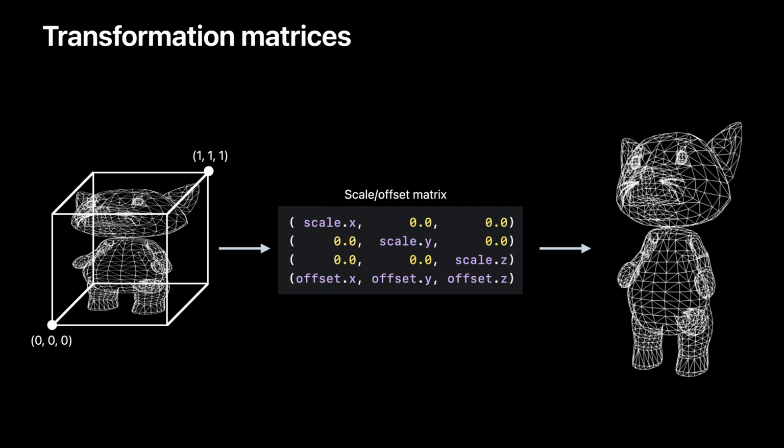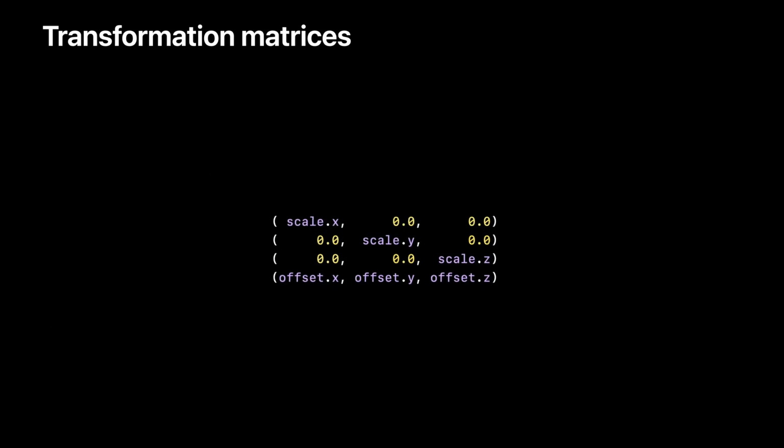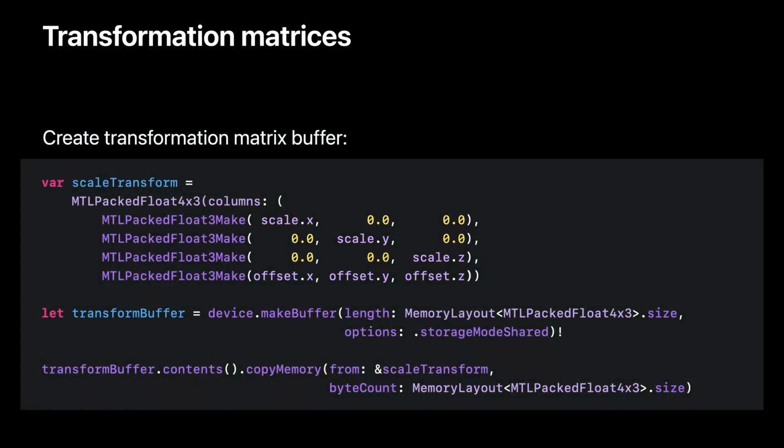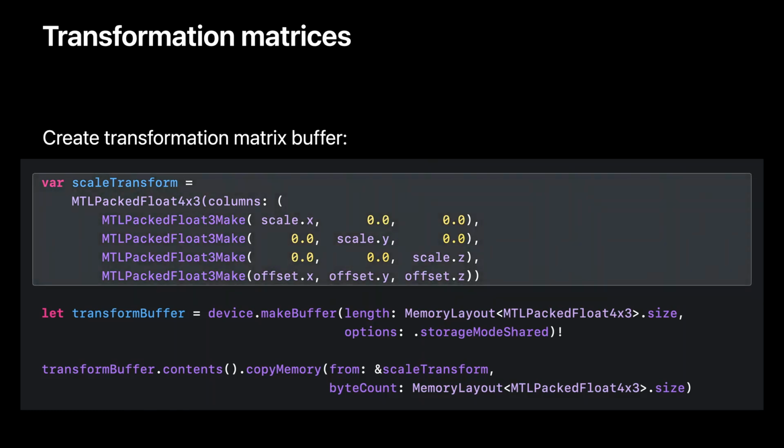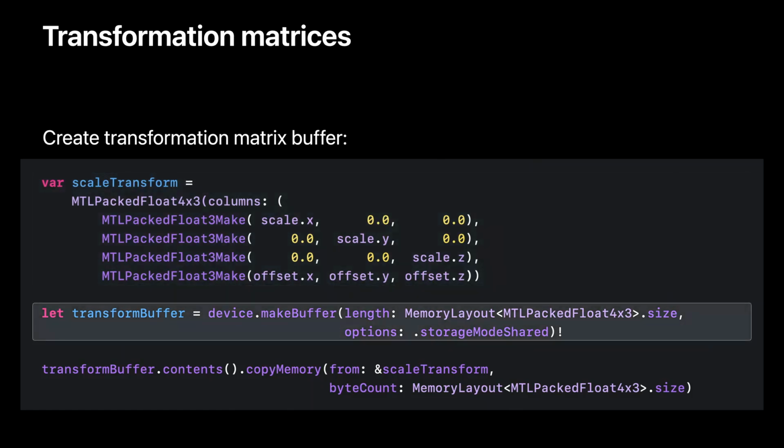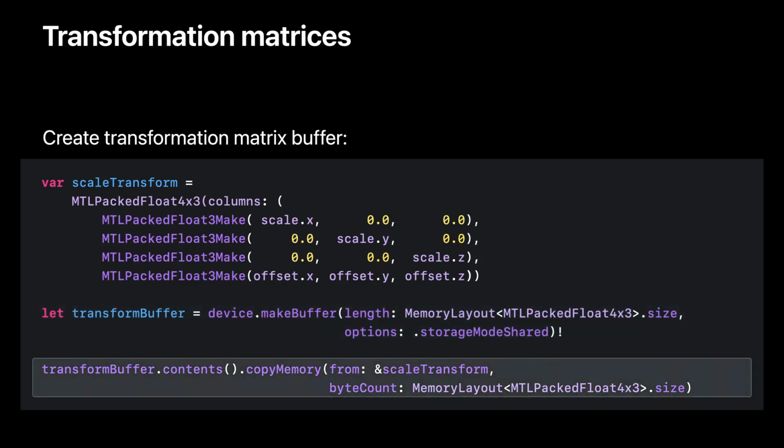Now, let's walk through how to set up an acceleration structure passing a transformation matrix. You start by creating the transform buffer. One way of doing this is to create an MTLPackedFloat4x3 object containing the scale and offset transformation matrix. Then, create a Metal buffer big enough to hold the matrix. And finally, copy the matrix to the buffer.